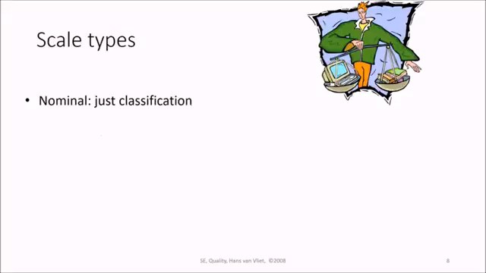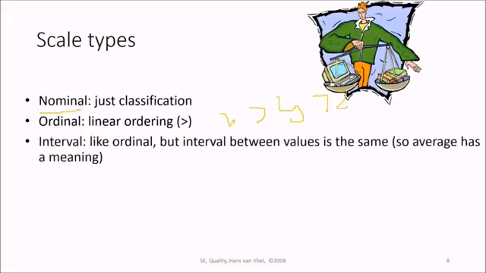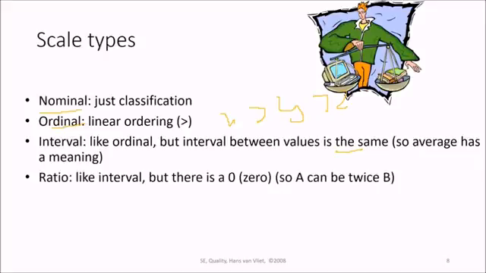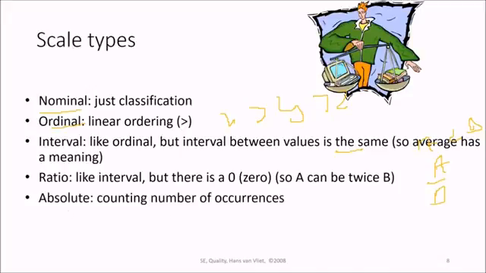What are these scale types then? You can have a nominal scale, just to classify. You can have an ordinal scale, a linear ordering, x is greater than y, greater than z. Interval is also like ordinal, but the intervals between values are the same. So we are talking about the average here. Ratio is like interval, but there is a zero. So A can be twice as B. This is the ratio, A by B. Absolute is counting the number of occurrences.